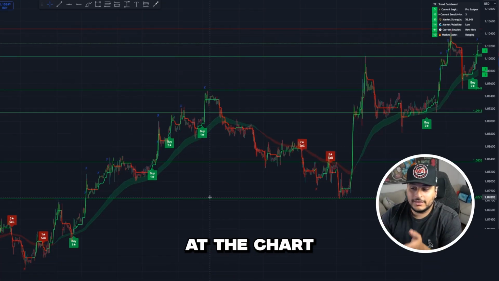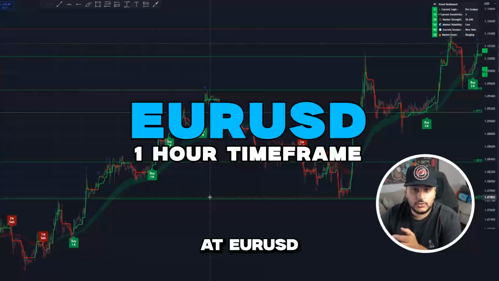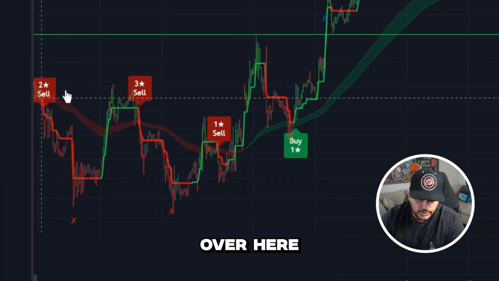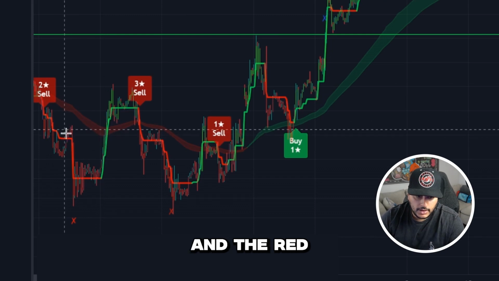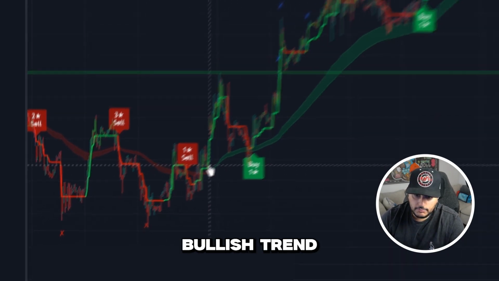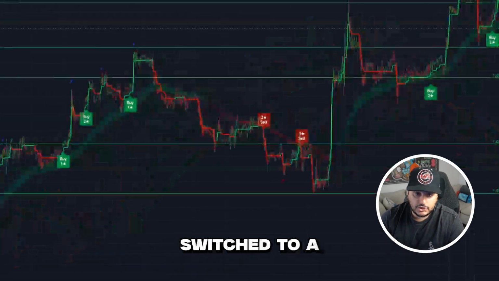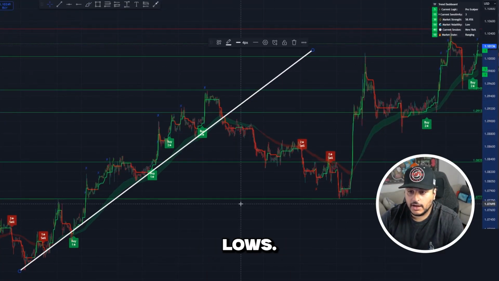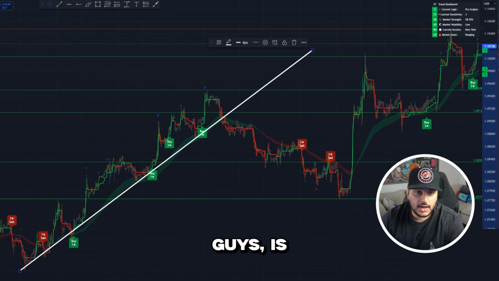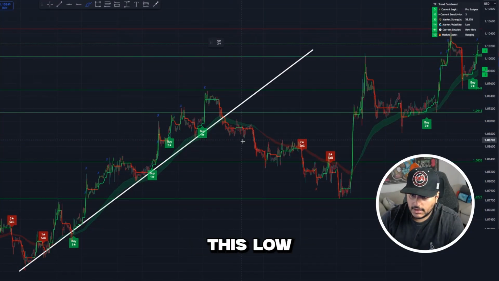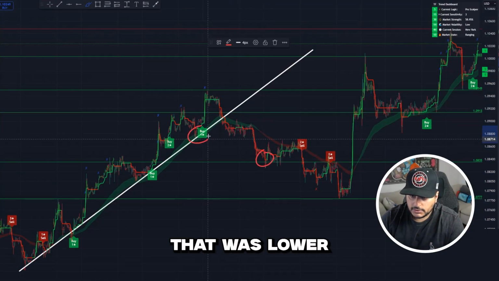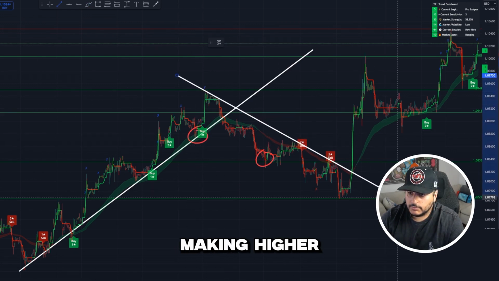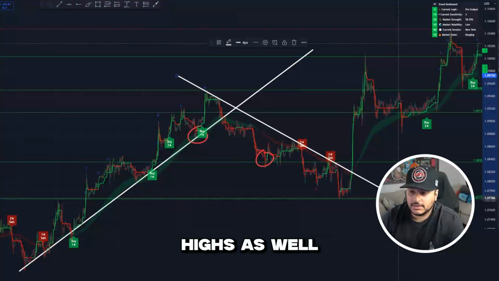Okay, let's take a look at the chart right here that we're looking at. We're looking at EUR/USD on the 1 hour time frame. Now we can see very clearly that we were in a downwards trend over here with the red echo cloud and the red stripe lines, followed by a bullish trend that was then switched to a bearish trend. And how you can tell is very simple, guys. We can see over here, we're creating higher highs and higher lows. Then eventually what happened, guys, is over here, we see that this low got created that was lower than this low. So now automatically, guys, we switched trends. So now you can tell we were making lower highs as well on the trade.